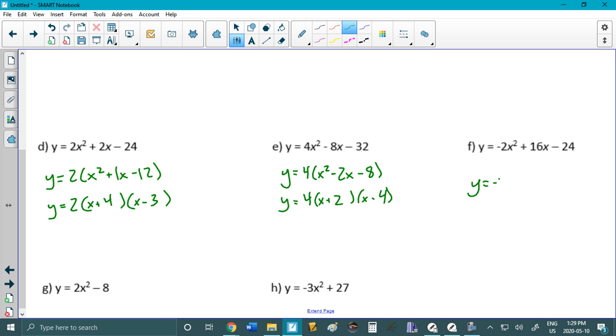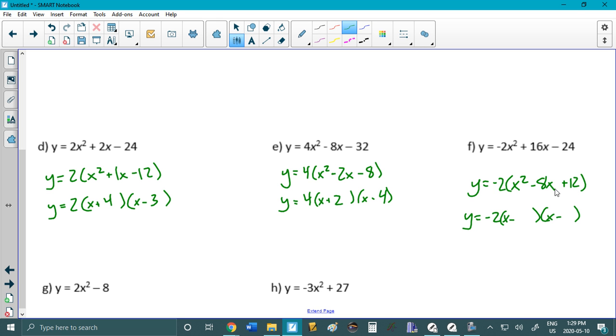Next one, I'm going to take out the negative 2. So x squared. 16 divided by negative 2 is going to be minus 8x. And negative 24 divided by negative 2 is going to be plus 12. So now we need two numbers that multiply to a positive, but they also add to a negative. So if they multiply to a positive, it's plus plus or minus minus. But if they add to a minus, it must be minus and minus.